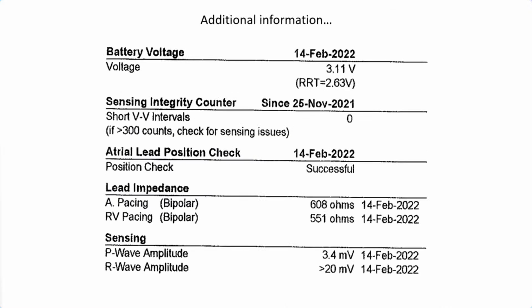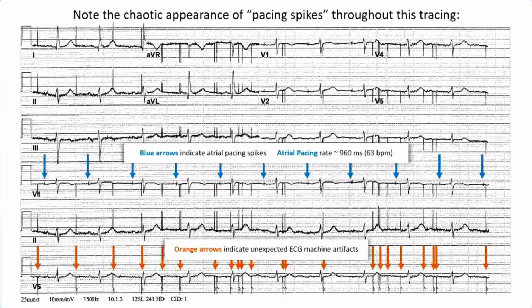So we're going to talk a little bit about spikes. The blue arrows indicate atrial pacing spikes. The atrial pacing rate happens to be about 63 beats a minute, because there are a couple of reasons why. The lower rate is programmed to 60. And if you have DDDR on, the rate can be a little bit higher, but modified atrial-based timing will allow your lower rate to be a little bit higher based on your AR interval. So the orange arrows indicate unexpected EKG machine artifacts.